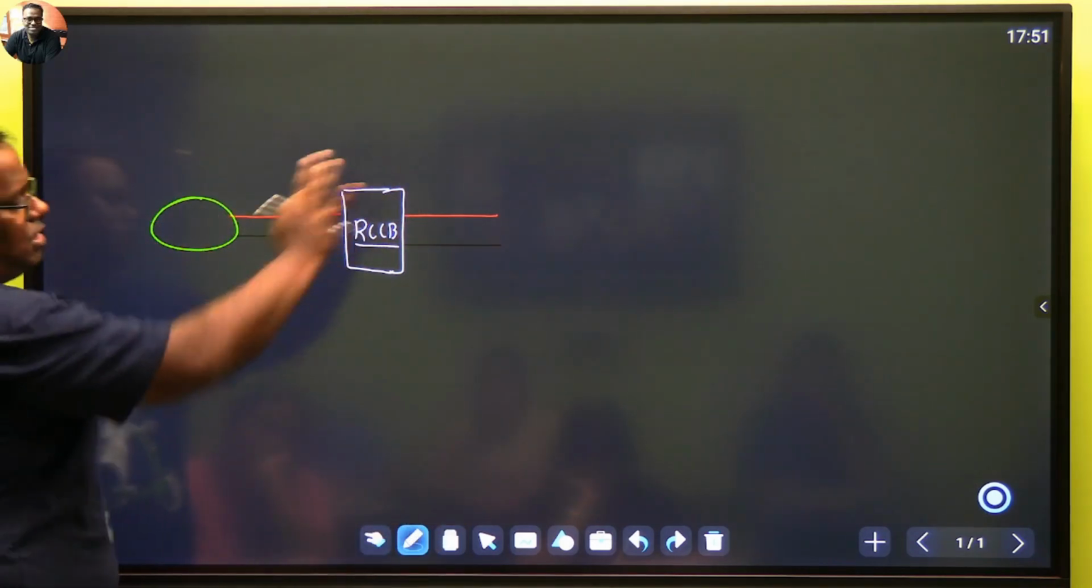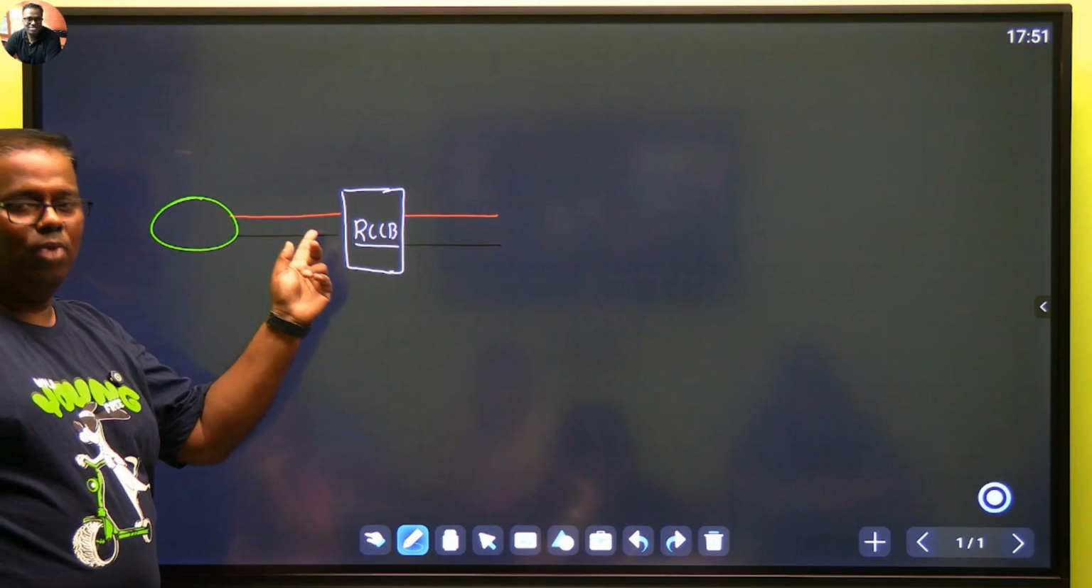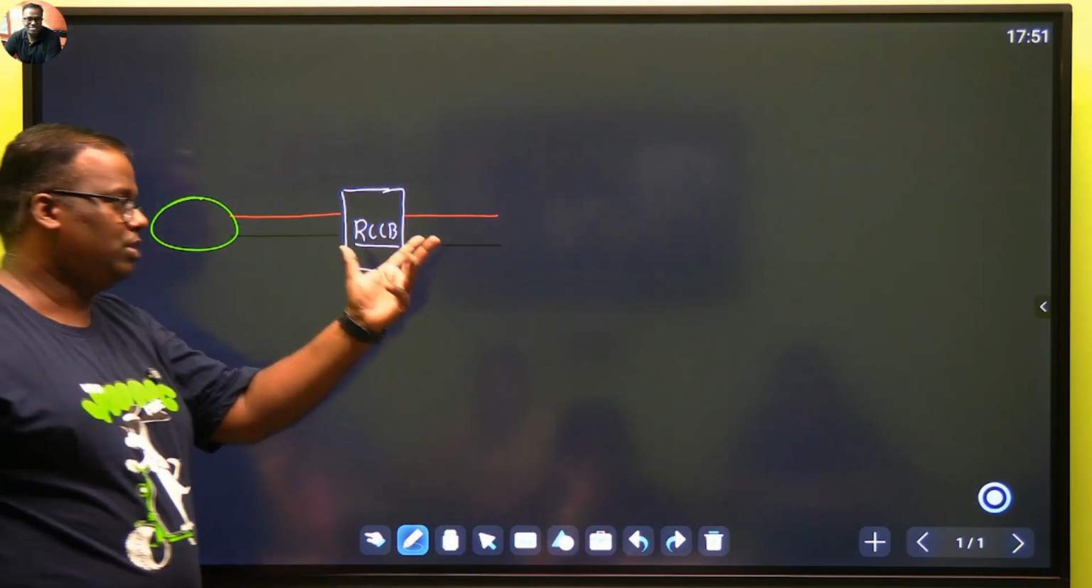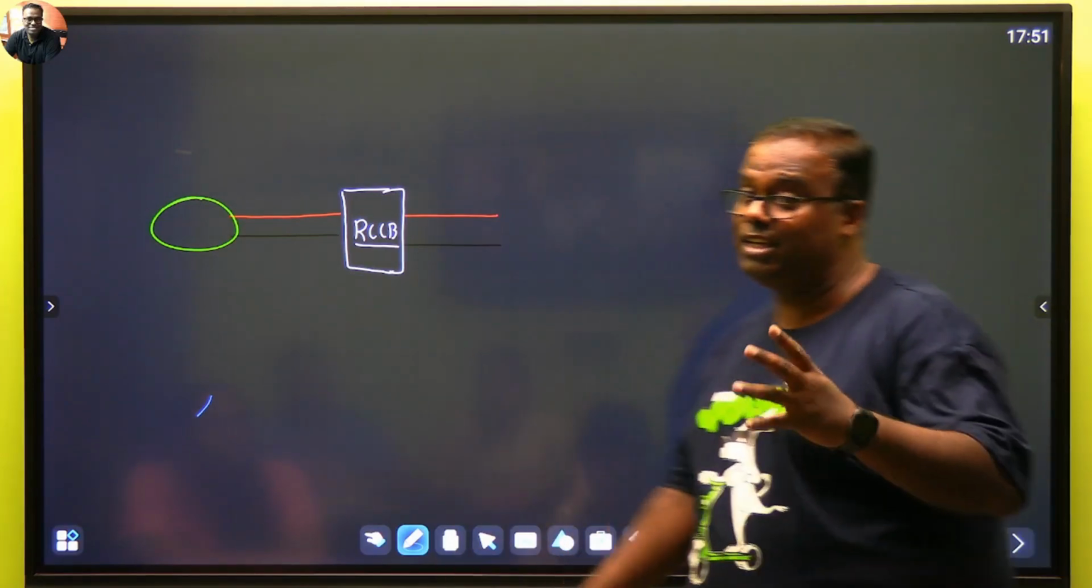Every flat in Pebble City is like this. Only in Pebble City you have got 3 wires instead of 1, but I'm showing you through 1 wire, just like your NCERT book. Now we fit this device called RCCB. Now how does RCCB take care of your fatality?